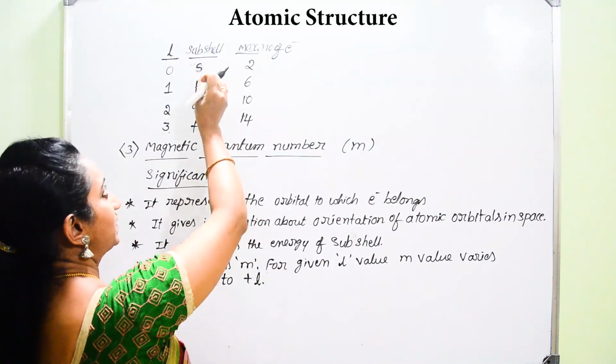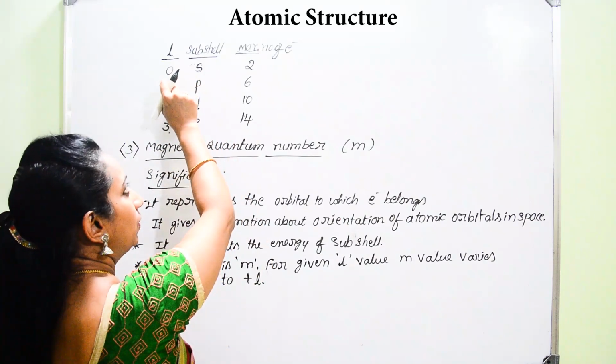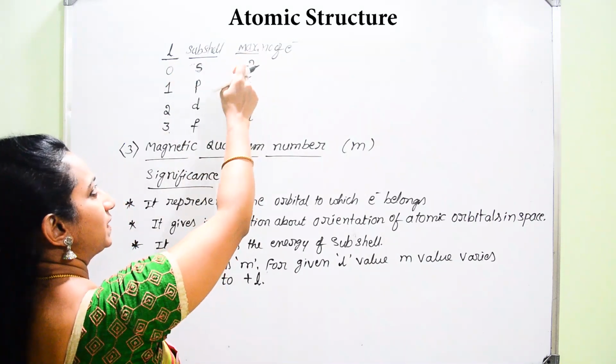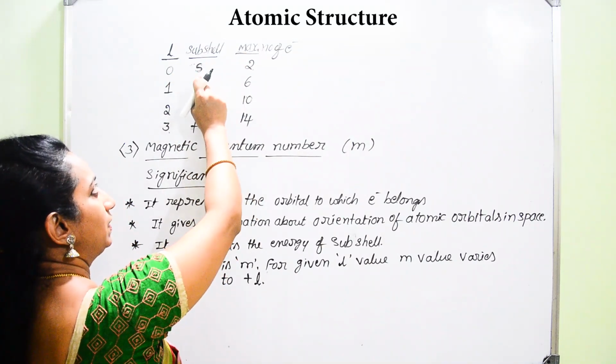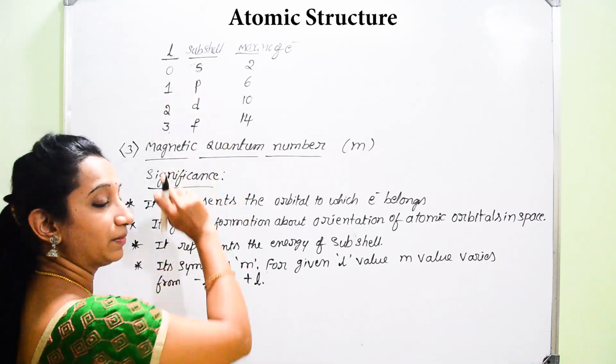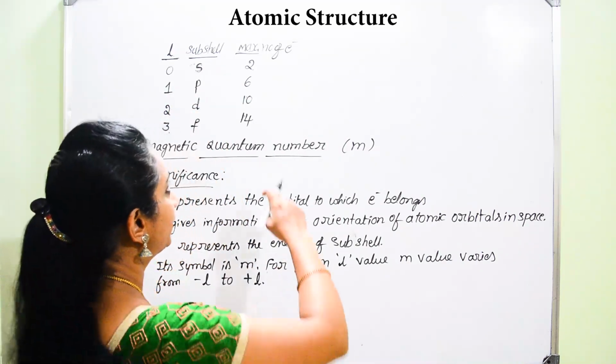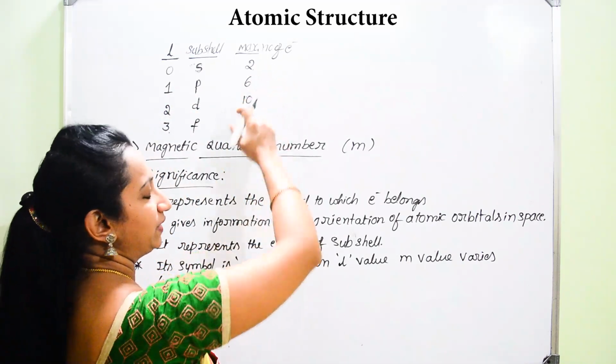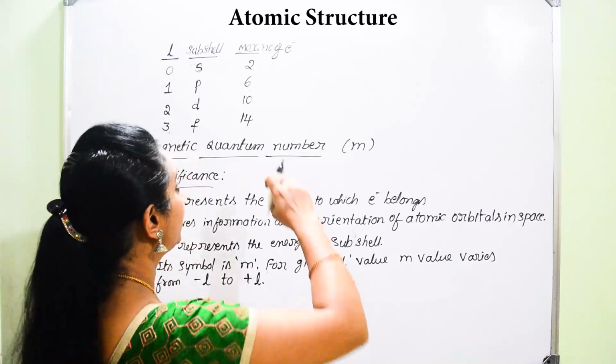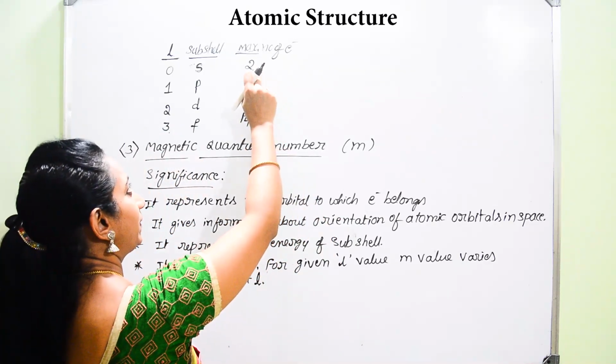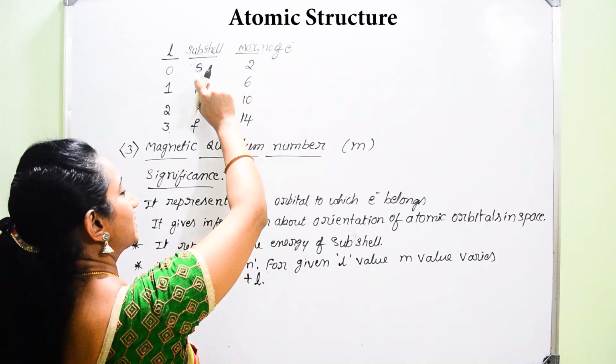Then if we start with L equal to 0, what is the maximum number of electrons that can be present in the S subshell? Yes, you know it can accommodate only 2 electrons. So we can write only s2, not s3. Here 2 electrons is the maximum number in the S subshell.